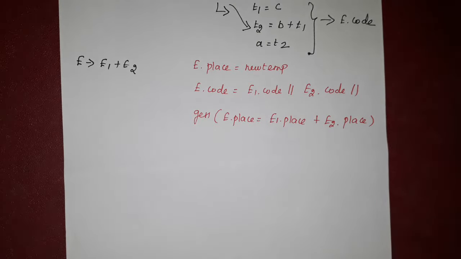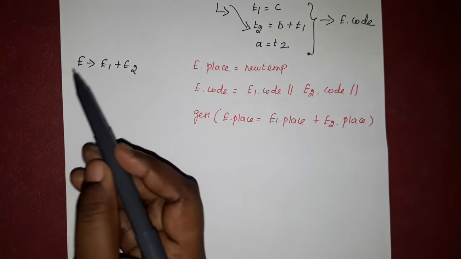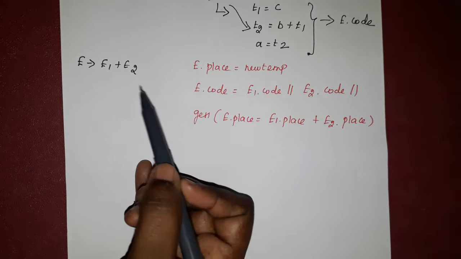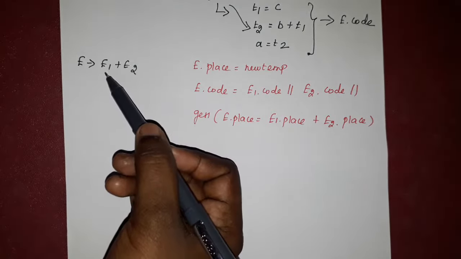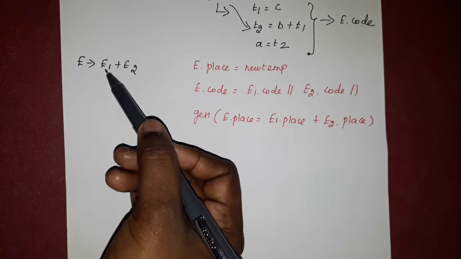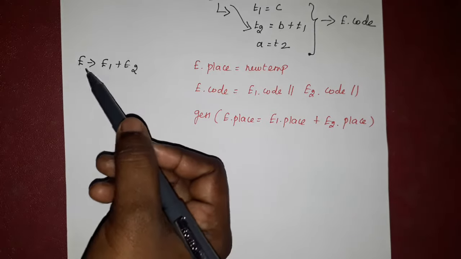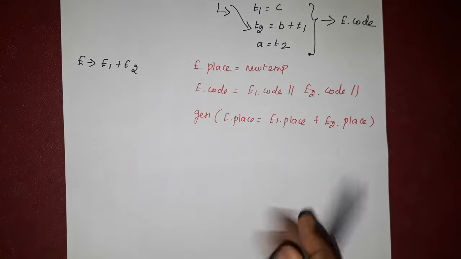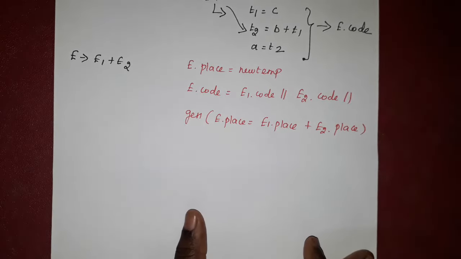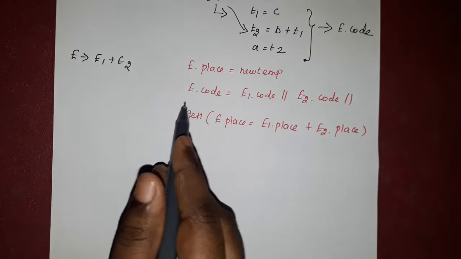This is one expression or assignment statement, E tends to E1 plus E2. Why is this statement called an assignment statement? Here we are going to evaluate the addition operation for E1 and E2, and it can be assigned into the expression E. So this statement is known as an assignment statement. I am going to write the three address statement or three address code for this assignment statement.